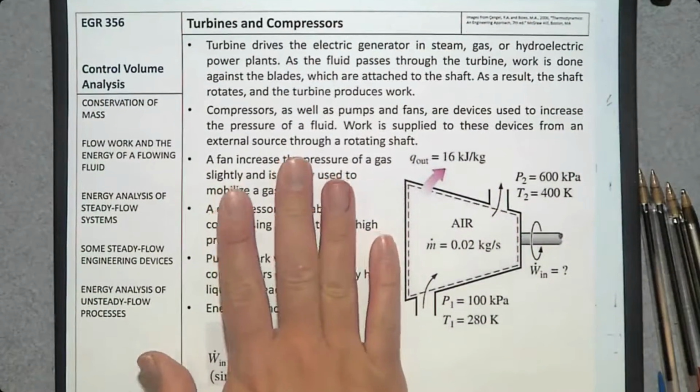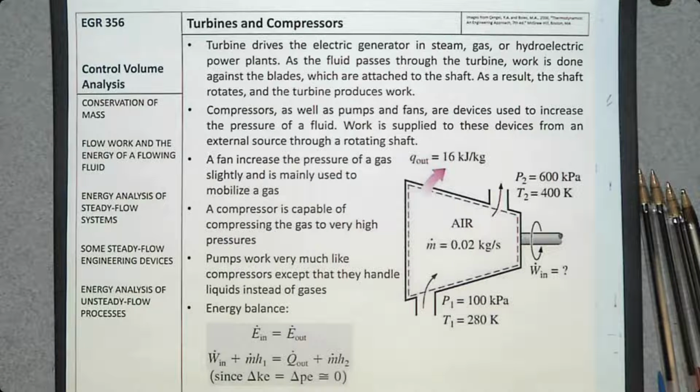Turbines and compressors. One of the most widely used thermodynamic devices in the industry. What is turbine? Turbine is a device to convert thermal energy into mechanical energy. Where do we use turbine? To produce electricity. To produce electricity, we use turbine.